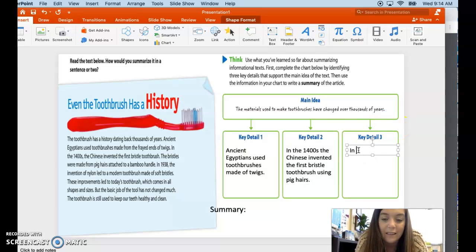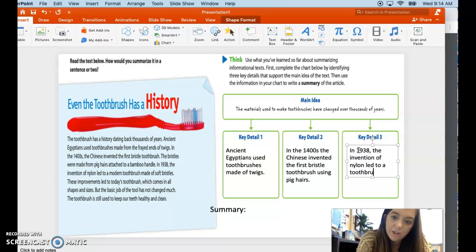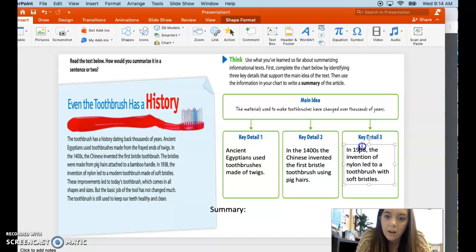So I'm going to write that key detail here. In 1938, the invention of nylon led to a toothbrush with soft bristles. All right, so now we've read the article, Every Toothbrush Has a History, and we've thought about the main idea of the article, and we've thought about its key details. So we know the materials used to make toothbrushes have changed over time, that the ancient Egyptians used toothbrushes made of twigs. In the 1400s, the Chinese invented the first bristle toothbrush using pig hairs. And in 1938, the invention of nylon led to a toothbrush with soft bristles.